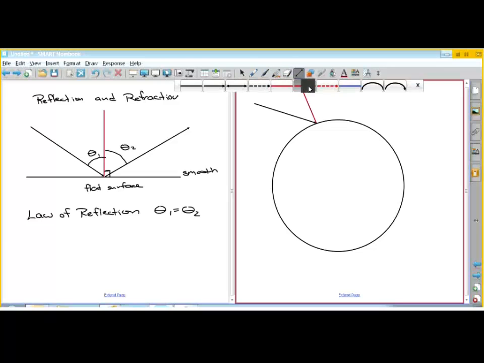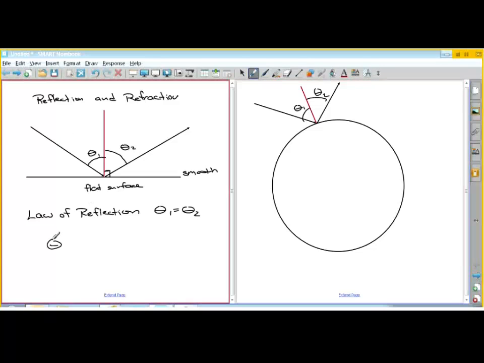It's just convenience. So then the reflected ray goes like that, and I'm going to make it so that these two angles, theta 1 and theta 2, now they have names. Theta 1 is the angle of incidence, and theta 2 is the angle of reflection. So again, the law of reflection says the angle of incidence equals the angle of reflection.